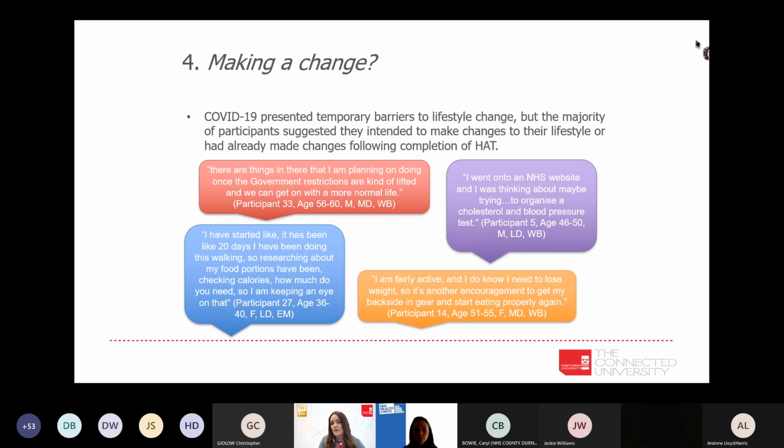So for example, "I went onto the NHS website and I was thinking about maybe trying to organise a cholesterol and blood pressure test." And for those that had already made changes in their lifestyle prior to taking the HAT, the test was an added source of motivation and encouragement to those changes. "So I am fairly active and I do know that I need to lose weight. So it's another encouragement to get my backside in gear and start eating properly again." So it was a motivator for those that were already making changes. So the HAT appeared to encourage participants to evaluate their current lifestyle choices.